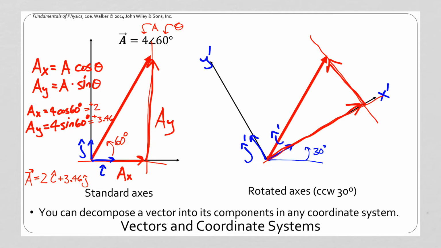but measured from the new axes. So this would be like ax prime, and this would be ay prime, the new x and y coordinates that I have there. These are still at a right angle, so I still have a right triangle.